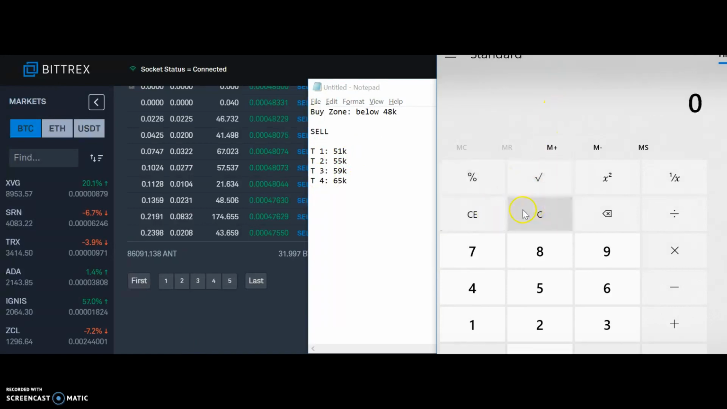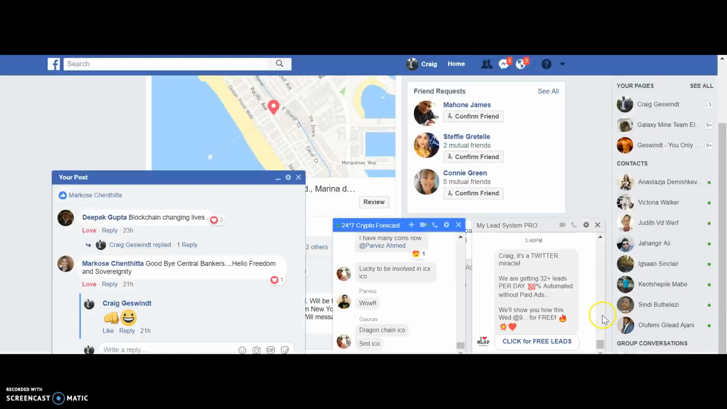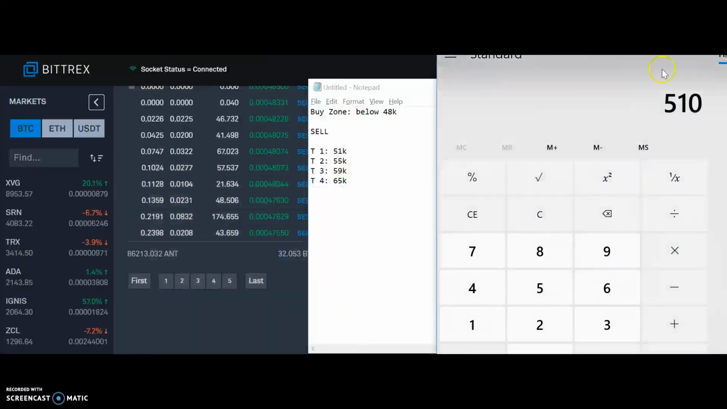If I choose to sell all of my coins at target 1, it's going to give me a. Oopsie. Sorry, let's do that again. What's going on here? 51,000 minus 48,000 equals 3,000, and I divide it by 48,000 to give me the percentage profit. You can see it's going to give me 6%, right?